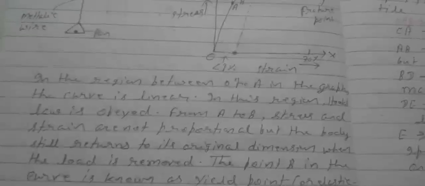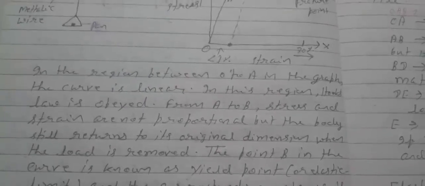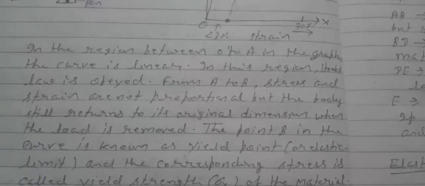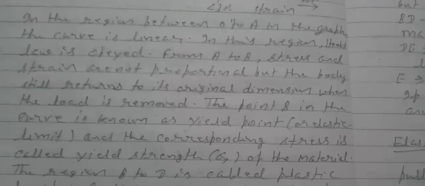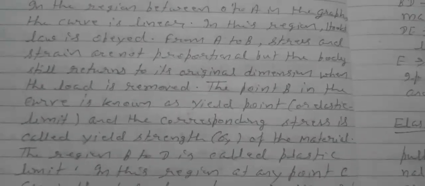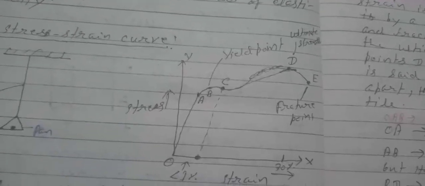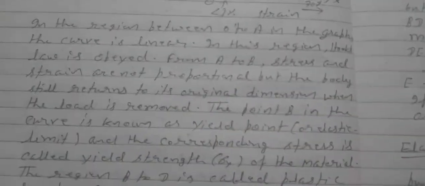The point B in the curve is known as the yield point or elastic limit, and the corresponding stress is called the yield strength sigma y of the material. The region B to D is called the plastic region.